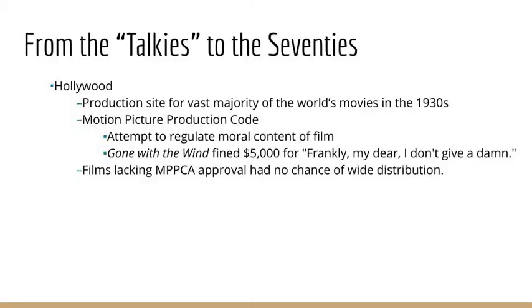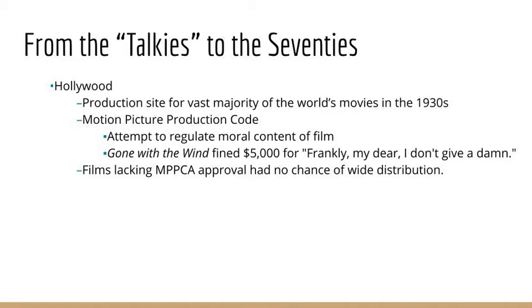Now we're going from the Talkies to the 70s. So after they figured out how to line up audio with video and no longer needed silent films, they called them Talkies. And most of these were produced in Hollywood. This was the production site for the vast majority of the world's movies in the 1930s and till this day, honestly. I mean, movies are made all around the world, but Hollywood is just known for it.